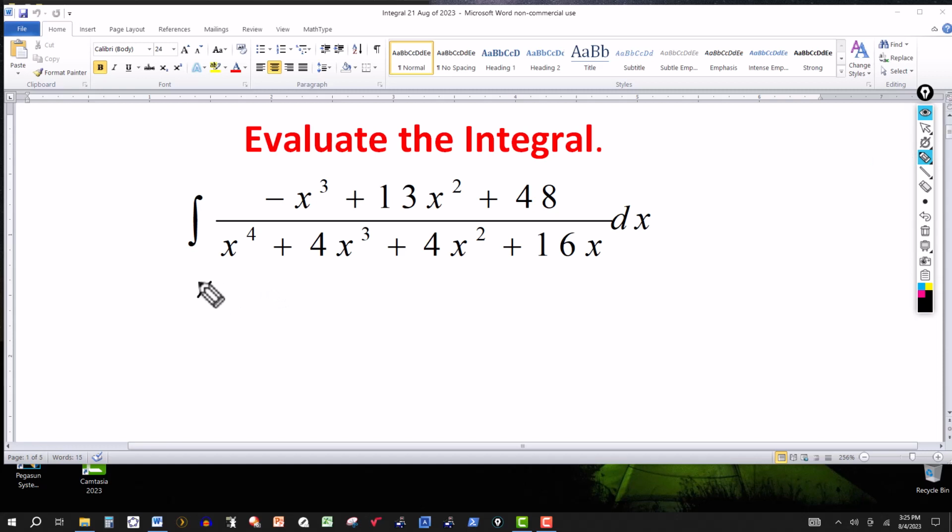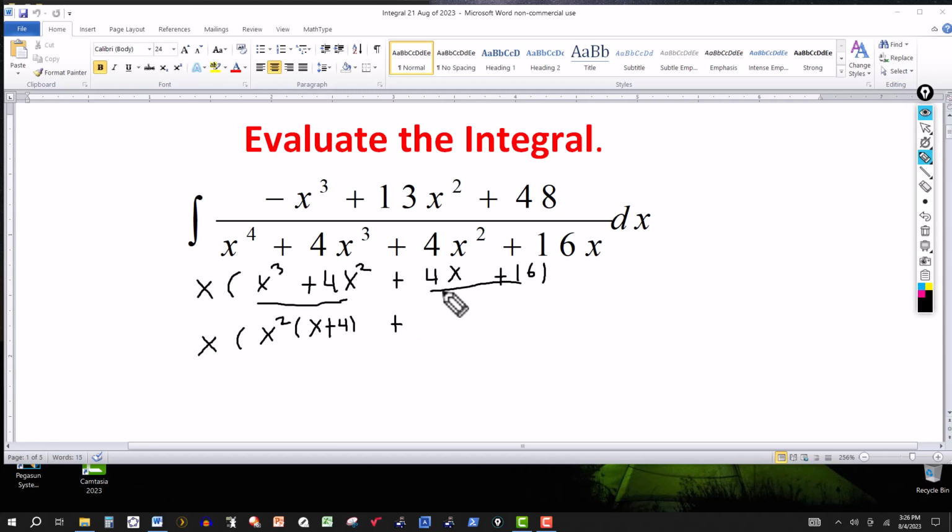The degree of the numerator is less than the degree of the denominator. So we take out an x out of this, have x to the third, it's 4x squared plus 4x plus 16. And we look at this group here and this group here. I'm going to use grouping for this one. So here for these two terms, I can take out an x squared, leave it with an x plus 4.